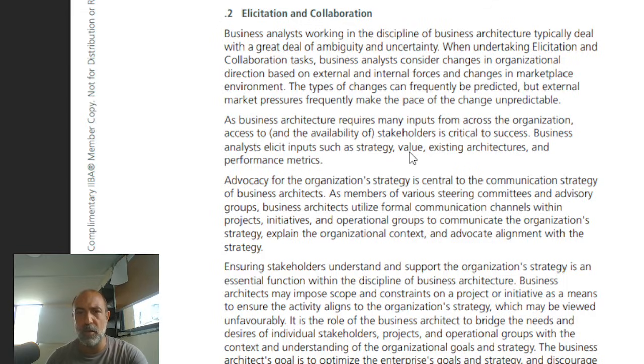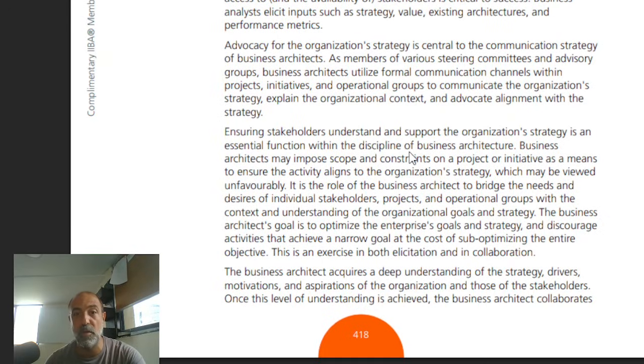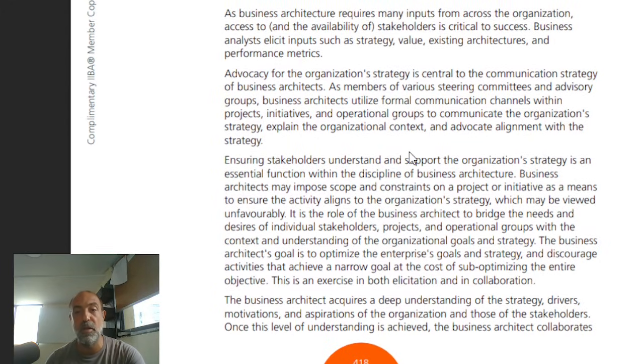As business architecture requires many inputs from across the organization, access to and the availability of stakeholders is critical to success. Business analysts elicit inputs such as strategy, value, existing architecture, and performance metrics. Advocacy of the organization strategy is central to the communication strategy of the business architects. As members of various steering committees and advisory groups, business architects utilize formal communication channels within projects, initiatives, and operational groups to communicate the organization strategy, explain the organizational context, and advocate alignment with the strategy.